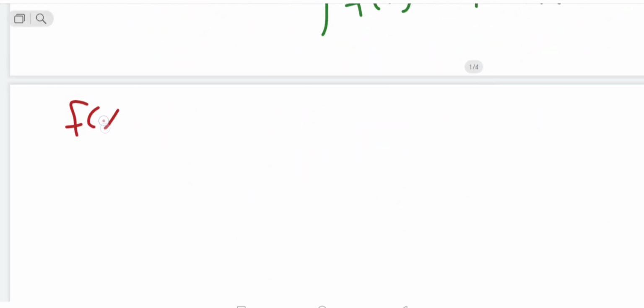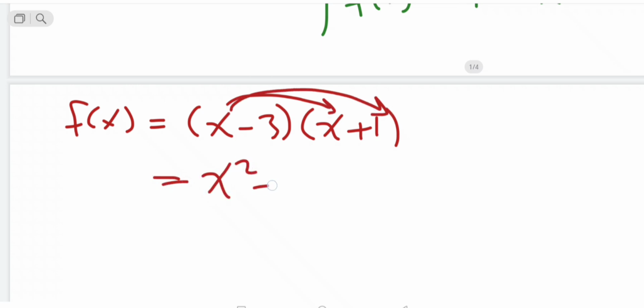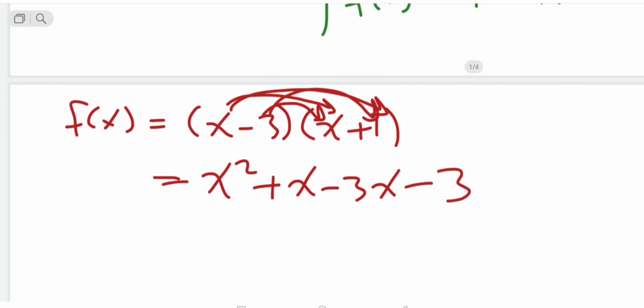Sometimes they will give you a question like this: f of x equal to x minus 3 into x plus 1. Now look here, two functions are multiplying, it is factorized, and we haven't studied any rule for that. First we will expand the brackets, then we will find the derivative. So x multiply x is x square, x multiply 1 is x. Then minus 3 multiply x is minus 3x. Minus 3 multiply plus 1 is minus 3. Then x square, x minus 3x is minus 2x, minus 3.